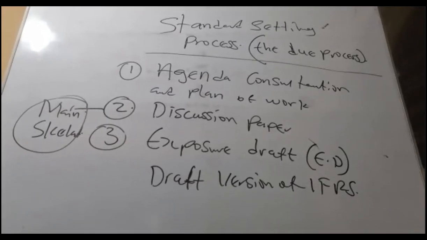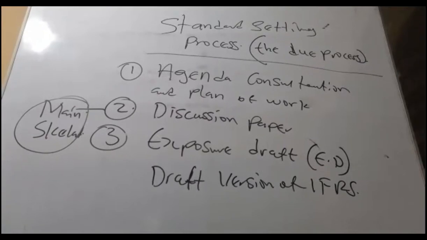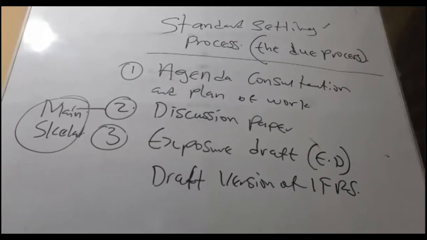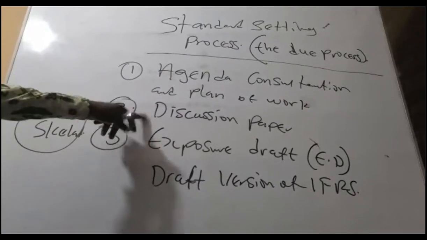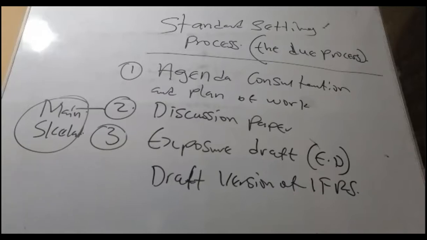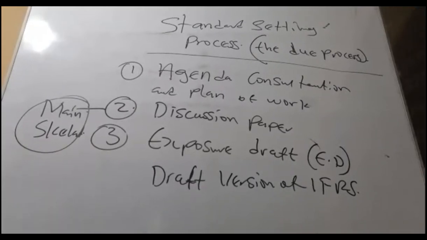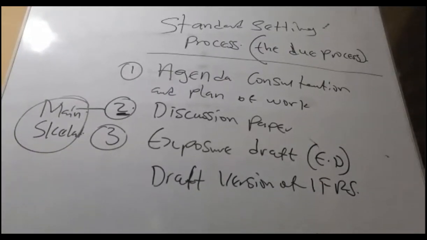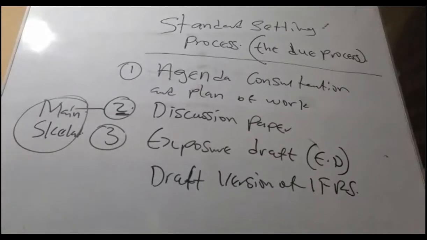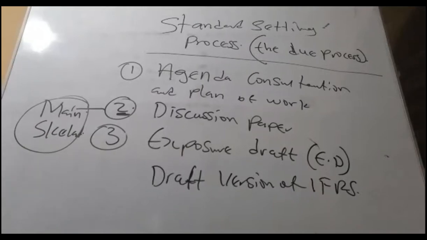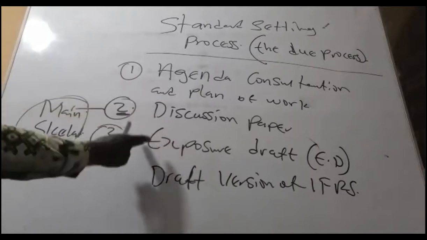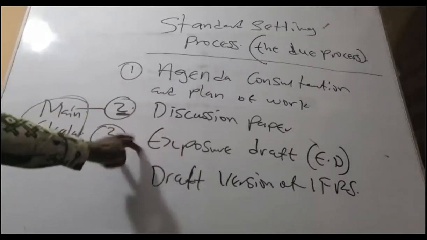Have you seen how they build a storey building? First of all, they have to build the pillars before they add the blocks or the bricks to it. So the discussion paper is the building of what? The pillars. And now if you add the bricks or the other material to it, you go to the exposure draft. With the exposure draft, it explains all the 5 items raised here in detail, for instance the scope, the objective, the recognition criteria, the measurement. So any point raised in the discussion paper will be dealt with in detail at the exposure draft.